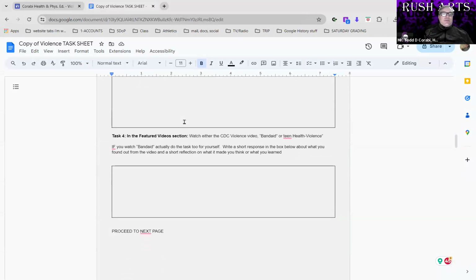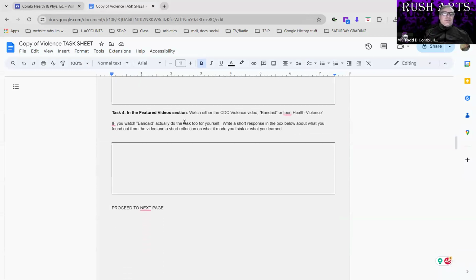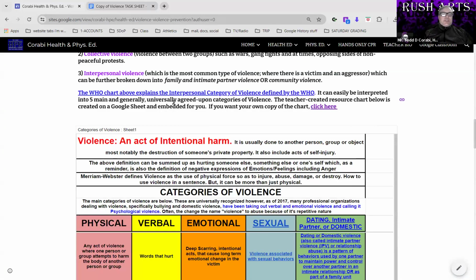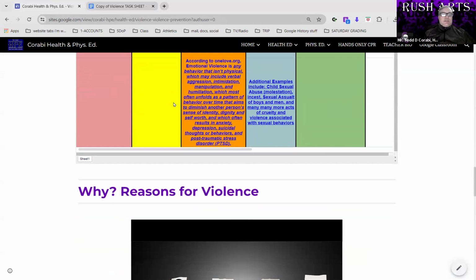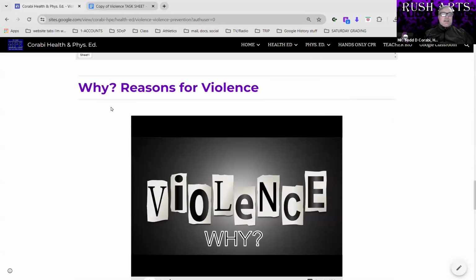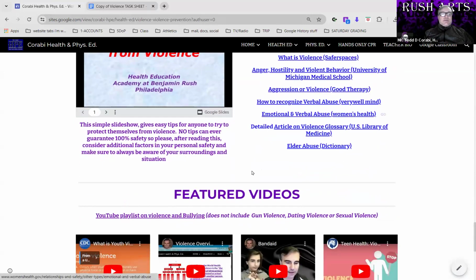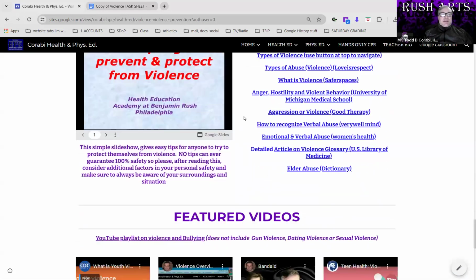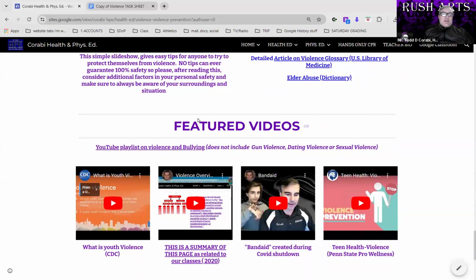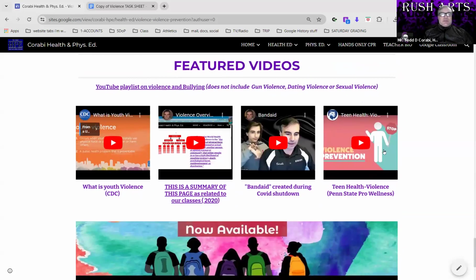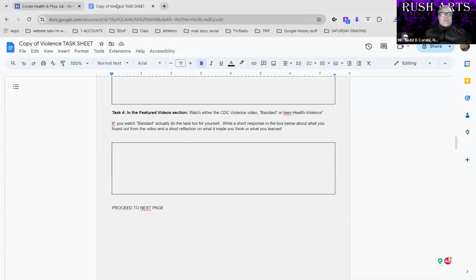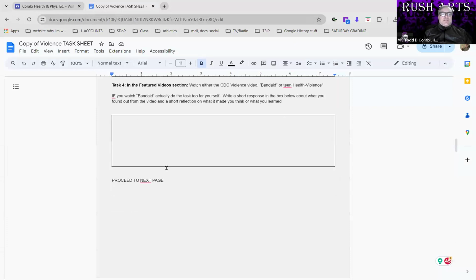Then task 4 asks you to go to the featured video section, and it tells you to watch one of the featured videos. So we scroll down here, and we're skipping the why, as we said. Featured articles and resources, it doesn't tell you to skip that, but we're skipping that too. Sorry. And then featured videos. It tells you to watch one of the 4 featured videos and then write a little something about it.